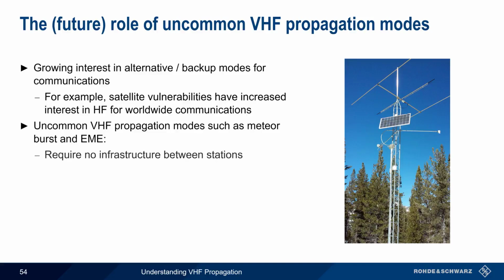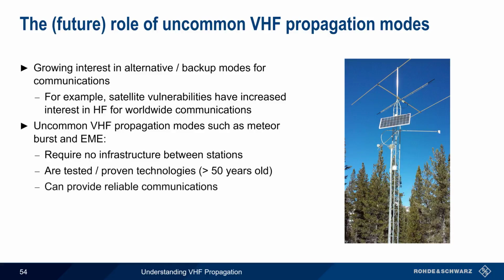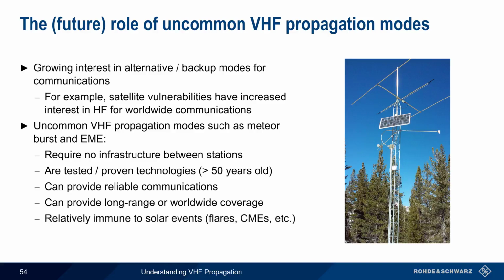First, they require no infrastructure between the stations other than natural features such as the troposphere, ionosphere, or the moon. These are also tested and proven technologies. Both meteor burst and EME were first researched and applied over 50 years ago. They can provide reliable, although somewhat low throughput communications, and under the right conditions can provide coverage at the continent level or even worldwide. And finally, uncommon VHF propagation modes are relatively immune to solar weather, meaning they're not disrupted by events such as solar flares, coronal mass ejections, etc., that can cause blackouts at HF.